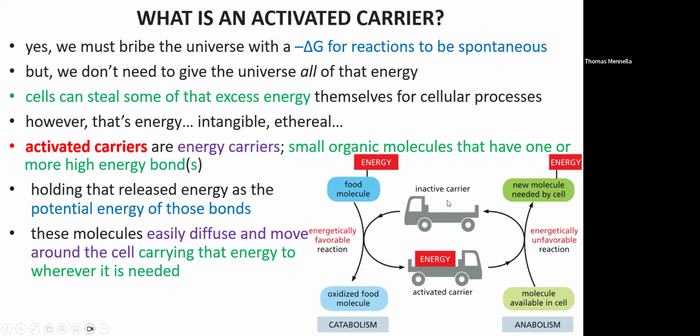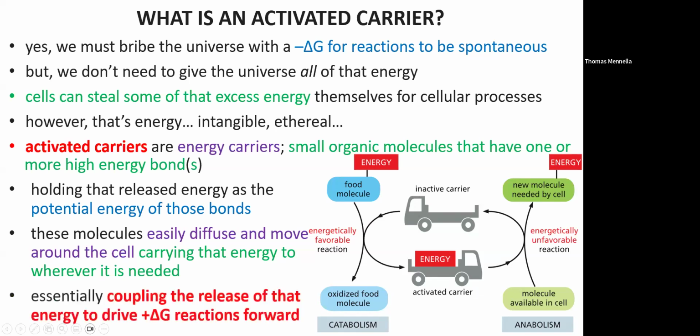Now, when we do that, we're going to release all of that potential energy from the carrier, and the carrier will become inactive, it's energy poor, but that carrier can then go back to where it started and pick up new energy from a catabolic process and deliver that energy as covalent bonds to an anabolic process and combat that loss of entropy with energy release and then go back and pick up more energy, and it becomes this cycle. So essentially what we're doing here is we're coupling the release of potential energy that we got from food with the loss of entropy of building the molecules that we need. And it's the activated carrier that's joining those two, coupling those two, and offsetting the positive delta G of our anabolic processes.